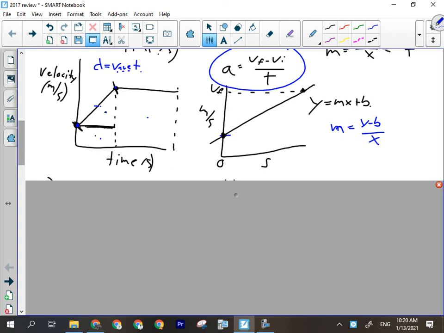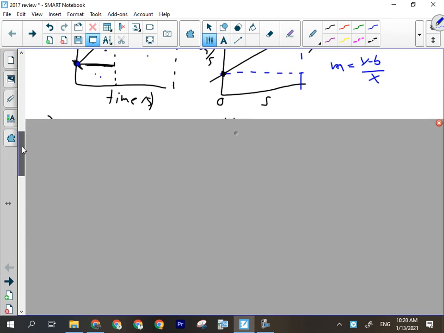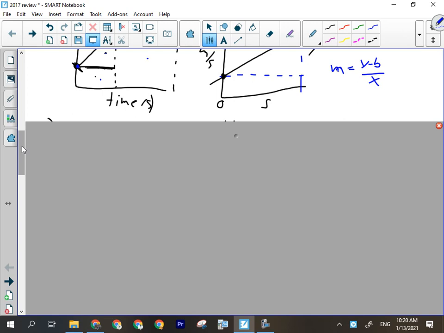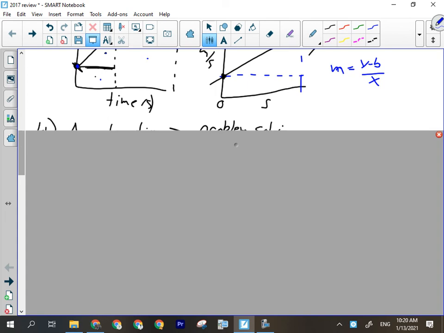But in that linear graph, you had a triangle over a rectangle, right? And you had to calculate the area for those. So again, I'm going to ask you to show me stuff that you've done already, especially if it was a skill related to a lab, then you'd definitely be asked to show me that again.